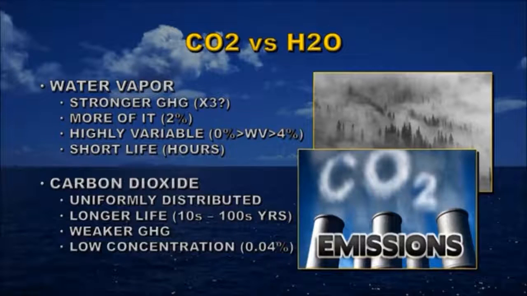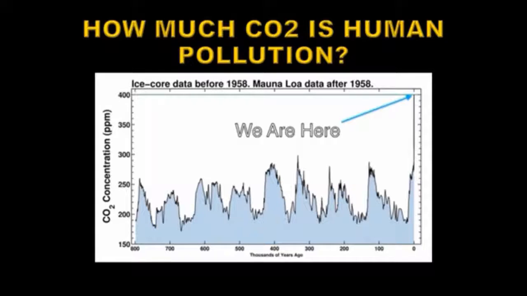Carbon dioxide, on the other hand, is very uniformly distributed. It has a longer life, tens to hundreds of years, some people argue millennia. It is a weaker greenhouse gas and the concentration is about 0.04%. So for every 1 carbon dioxide molecule, there are 50 water vapour molecules in the atmosphere.